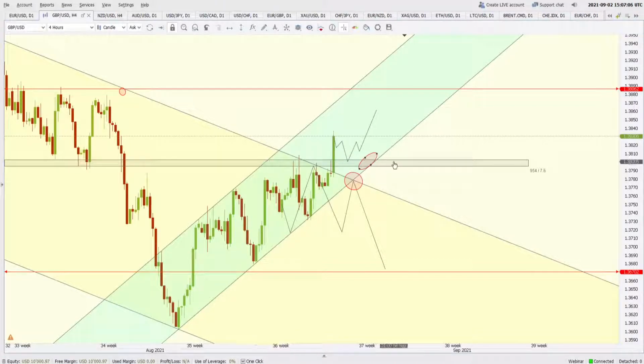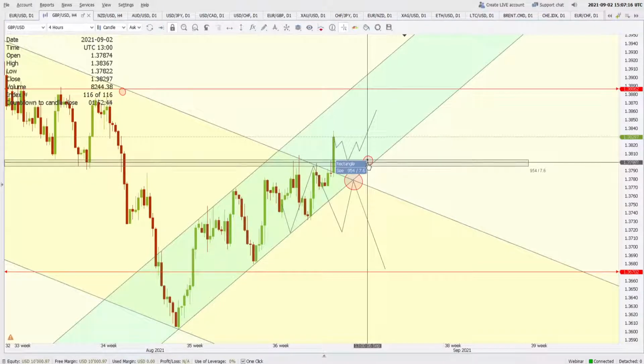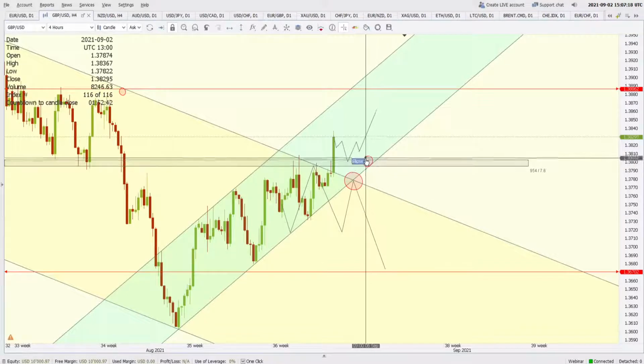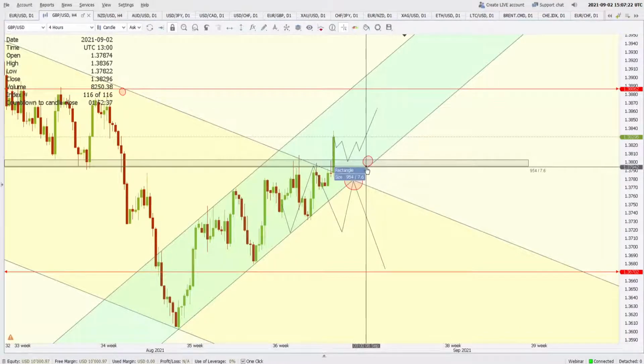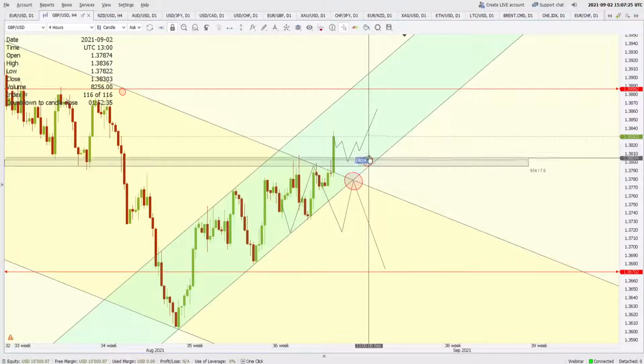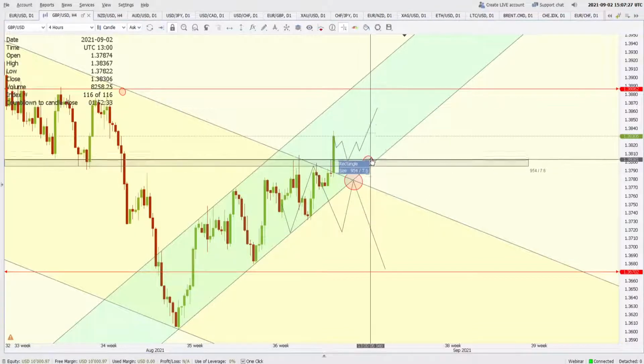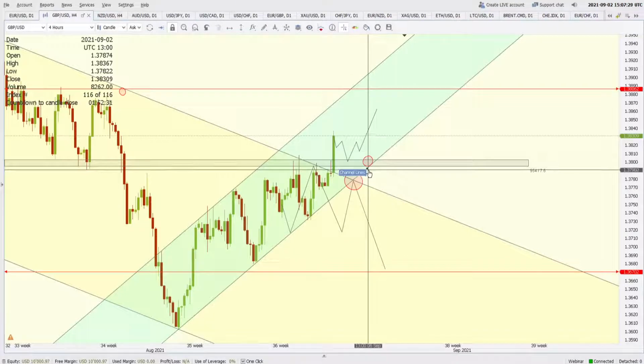One is this horizontal support, second is the 3800 psychological level, and third support actually will be this rising channel's support line. So if you can find this buy near this zone, I mean approximately 3806 to 3794 region, it will be the best possible opportunity if we can get it, okay, with a small stop loss below this.